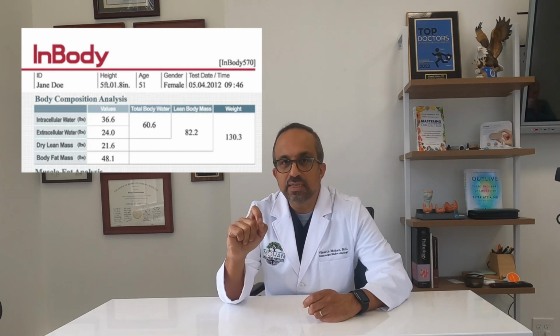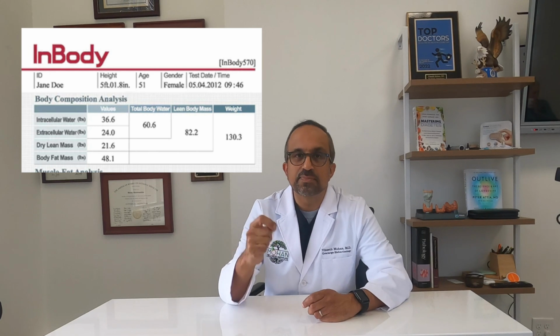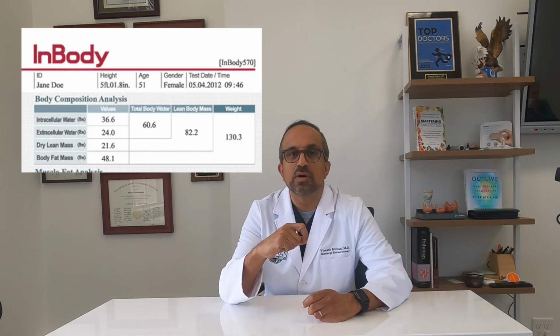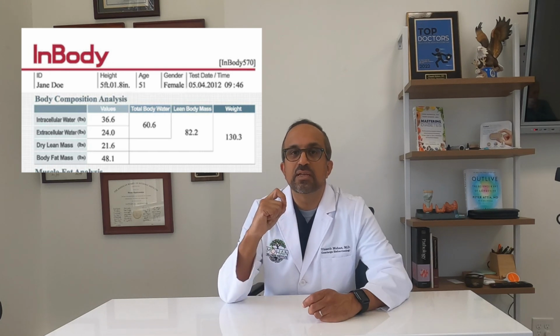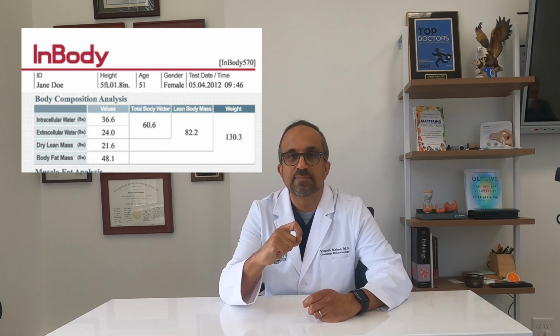If you look over to the right, you'll see lean body mass, which adds up the dry lean mass and the total body water together. So the lean body mass, which is also called fat-free mass, is the weight of the entire body minus body fat. And finally, in the last row, you'll see your body fat mass in pounds.